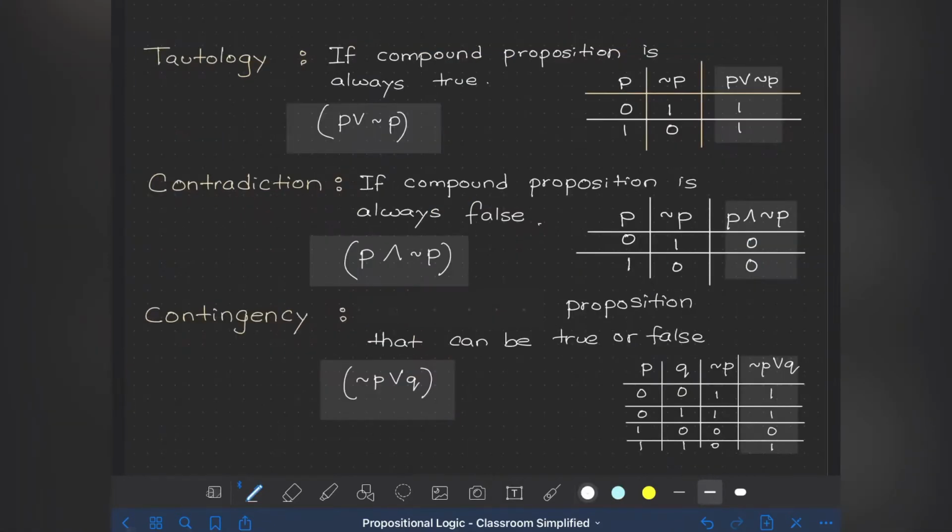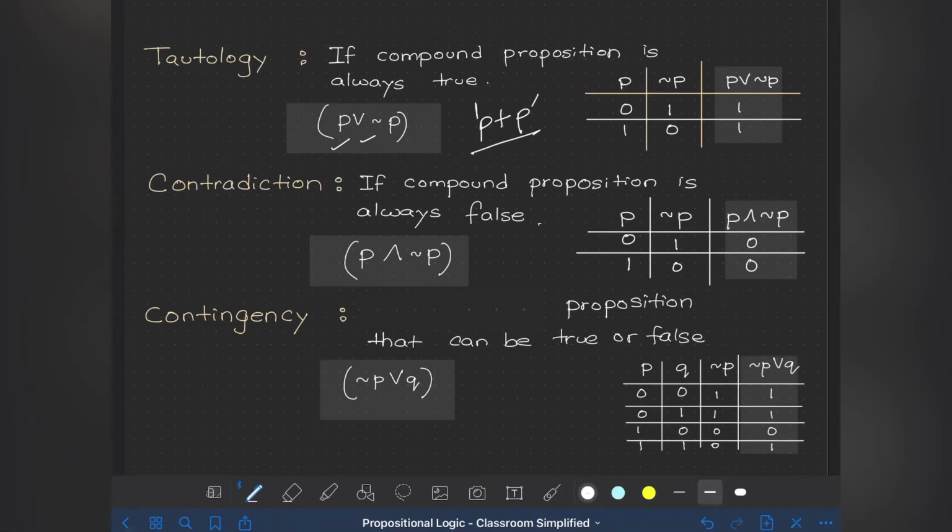More details about a few other terminologies which are used in this proposition part. One is tautology. If you get any compound proposition whose result is always true, then you can term that compound proposition a tautology. Like P disjunction not P, or you can also write it as P plus P dash, right? This one will always be true.